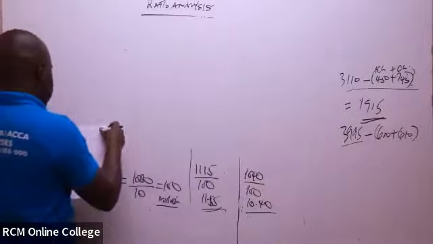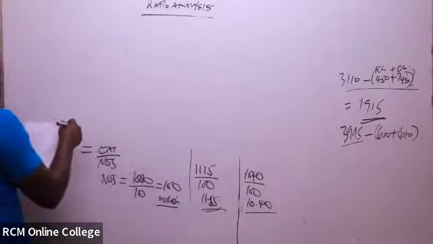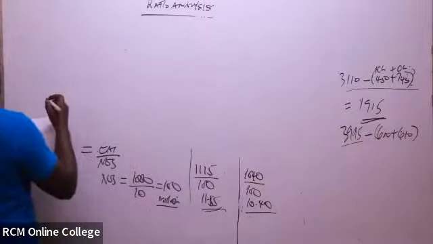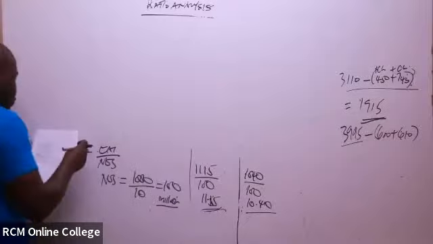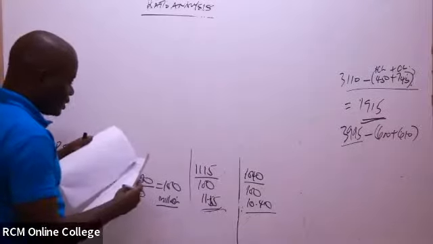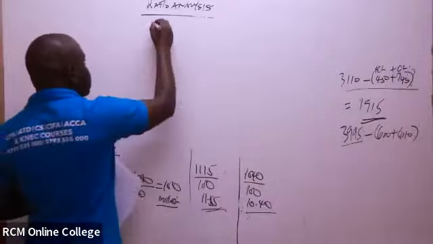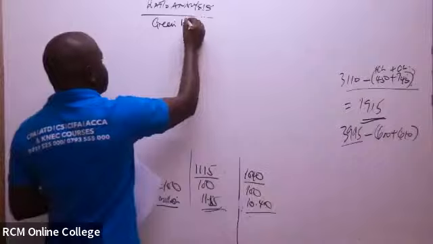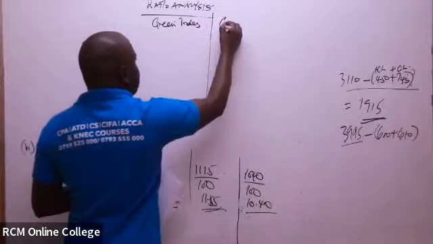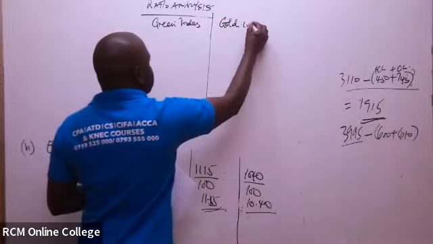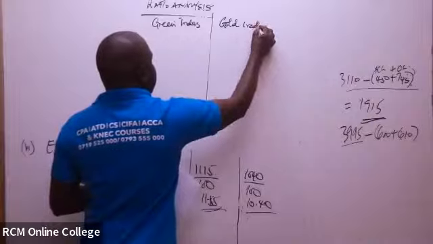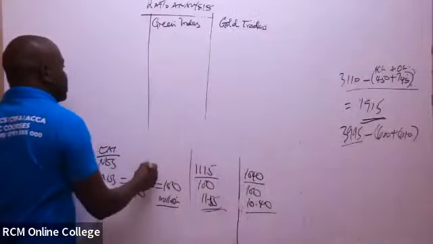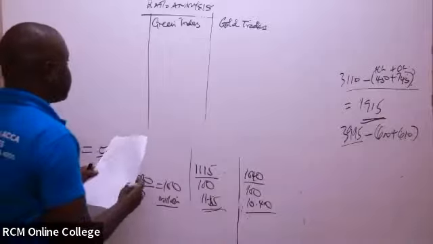Of course, this one was very easy. This gross profit margin and net profit margin is very easy. So we have in this case two companies. We have in this case green traders and of course gold traders.